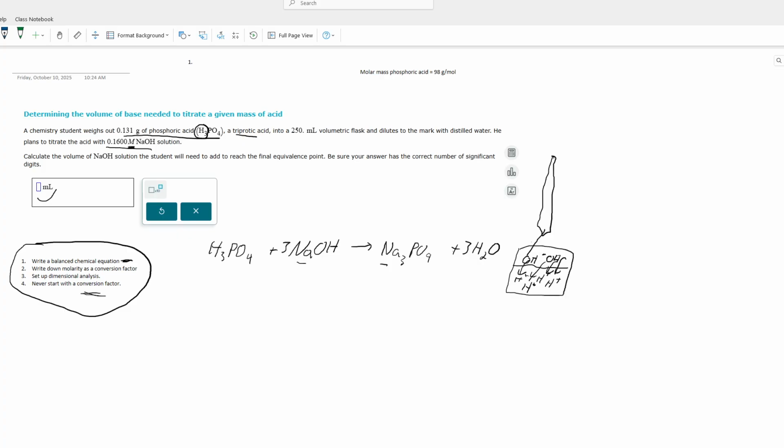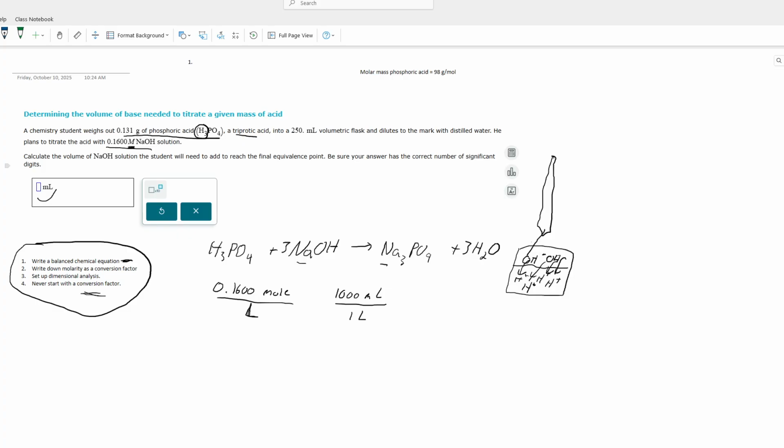Okay, so I've done step number 1. Now I'm going to write down my conversion factors. Okay, so I have 0.1600 molar, which is defined as a mole per liter. So much easier for me in my dimensional analysis to look at it this way. Now I have liters here, and I know that I need my answer in milliliters, so I'm just going to go ahead and write that conversion factor right now. So I do know that there are 1,000 milliliters in 1 liter. Okay, that helps me out.